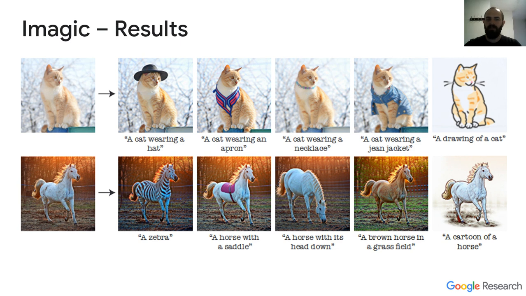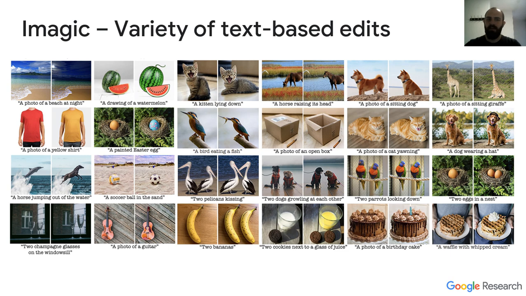Our edited images are all 1024 by 1024 pixels, so it's very high resolution, and we can apply a variety of edits. As we can see here, the edits can be for multiple objects, they can be for style, for color, for pose. Anything we can describe with text, Imagic can apply these edits, as we can see here.